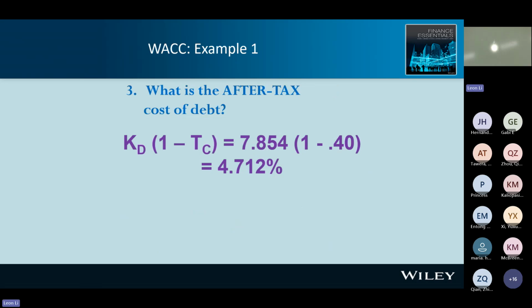Next, after-tax cost of debt. As a corporate manager, you know the benefit of the debt is a tax shield. After-tax cost of debt will be our cost of debt times (1 minus tax rate). C stands for corporate, so corporate tax rate. In the example, the tax rate is 0.4. So this is our after-tax cost of debt.